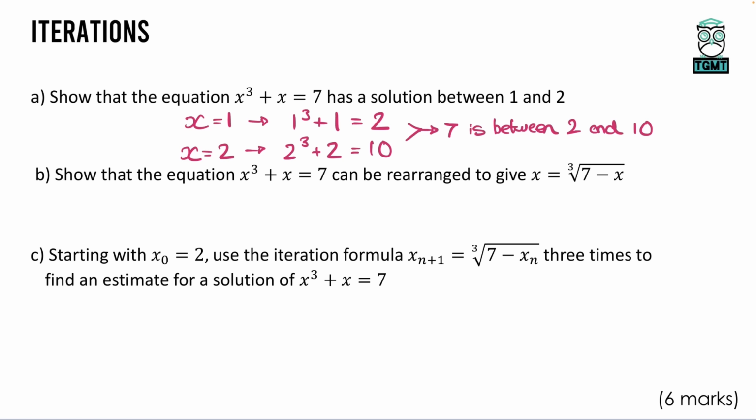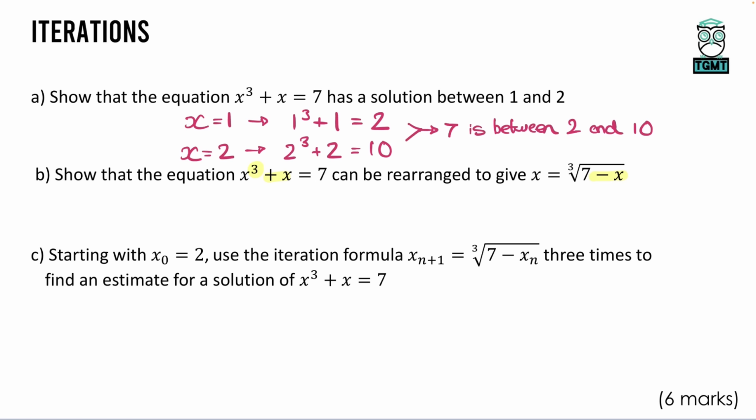For part B here, it says show that the equation can be rearranged to give x equals the cube root of 7 minus x. So on a question like this, we need to have a look at how the equation has actually changed. Well, the first thing I notice, of course, is the big cube root, which means at some point we're going to need to cube root as we have an x cubed. And as that's over everything, that's the last thing that we're going to have to do. The other thing that we can see is that there's a minus x here. So this plus x needs to be minus to the other side.